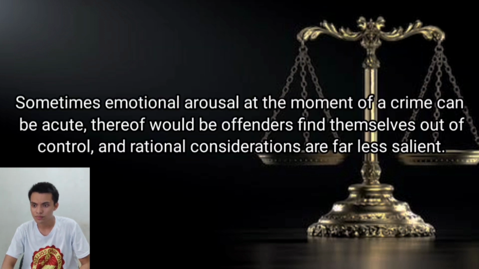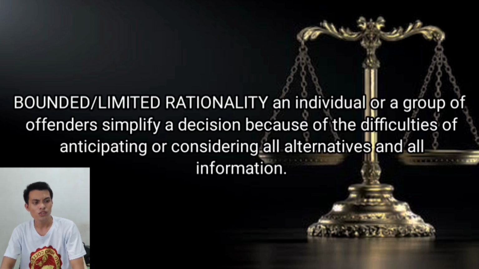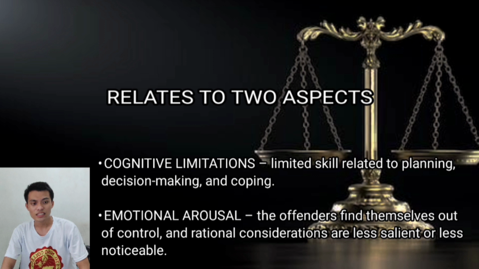Sometimes emotional arousal at the moment of crime can be acute, so offenders find themselves out of control and rational considerations are far less bounded by limited rationality. An individual or a group of offenders simplify the decision because of the difficulties in anticipating and considering all alternative information. It has two related aspects. Cognitive limitation: limited skills related to planning, decision making, and coping. Emotional arousal: the offenders find themselves out of control and rational considerations are less salient or less noticeable.